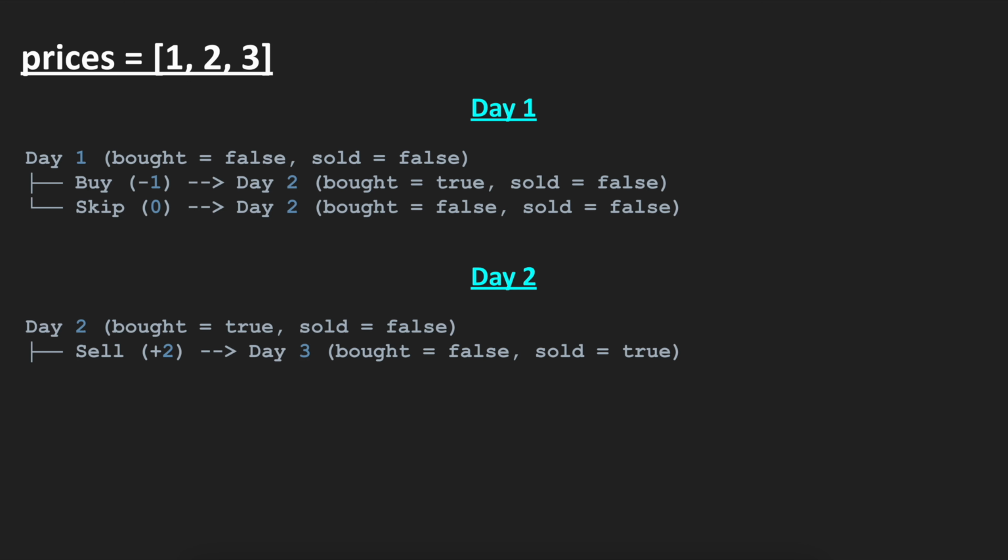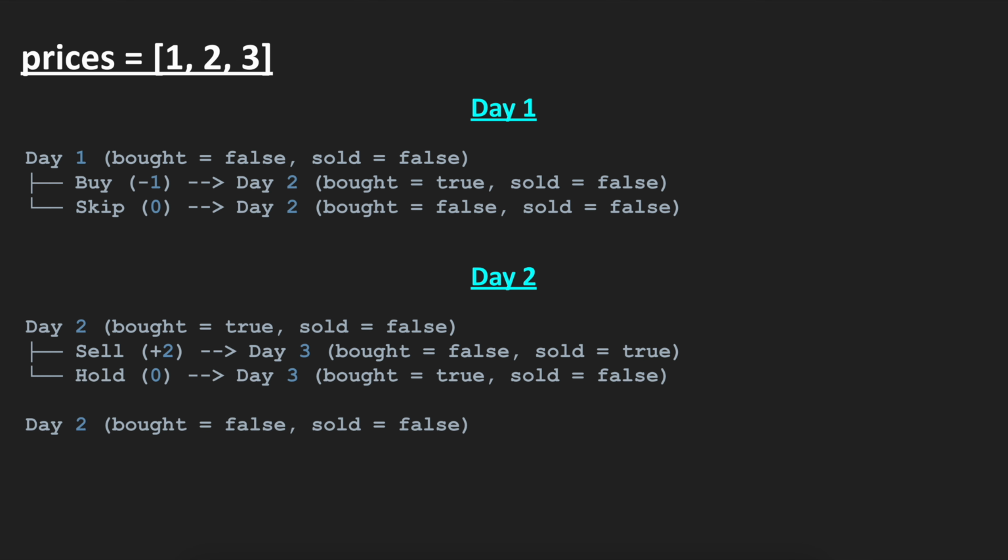So we can sell a stock, which means that on day 3 we go with bought equal to false and sold equal to true, because we just sold it. And another option is we hold it, so we are not selling the stock. In that case bought is still true and sold is false.